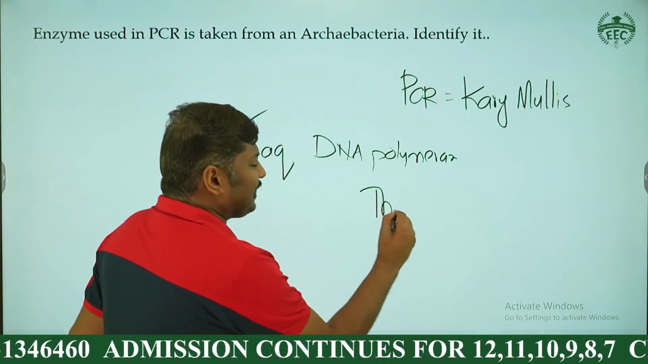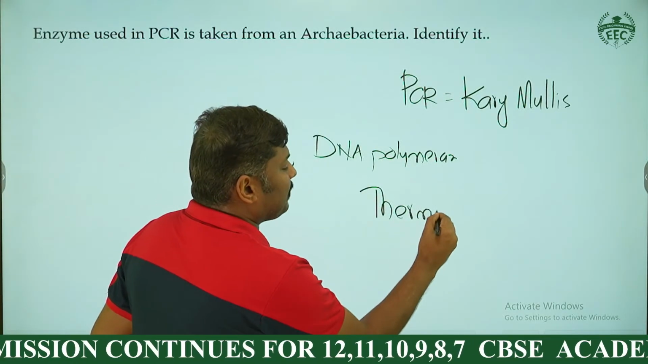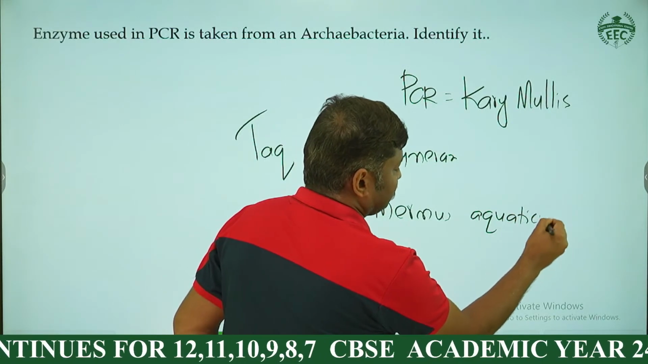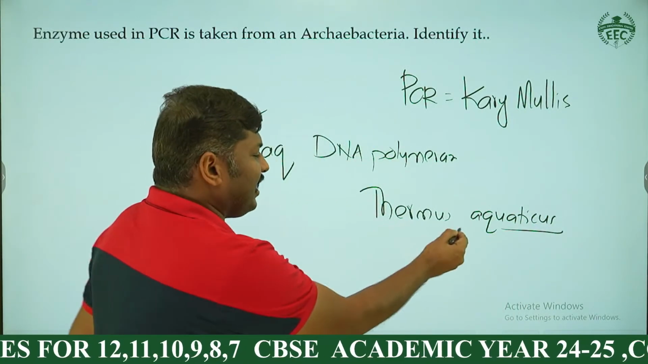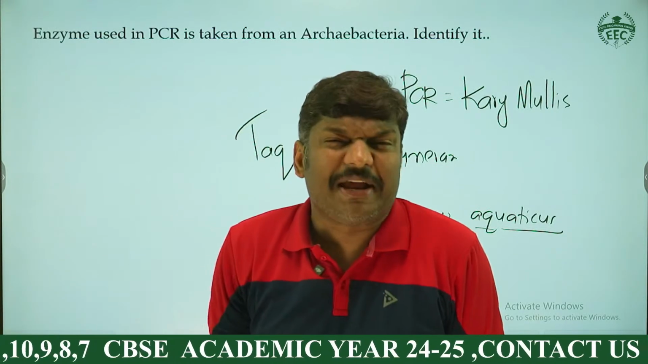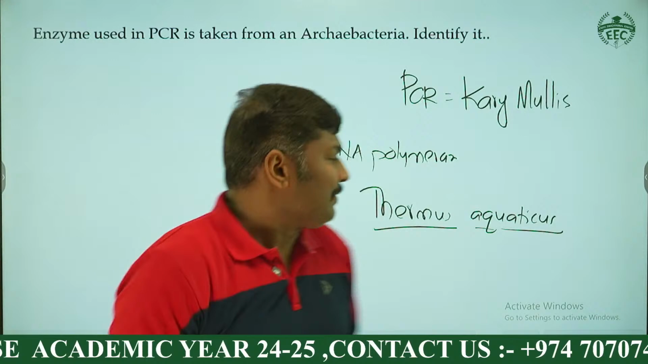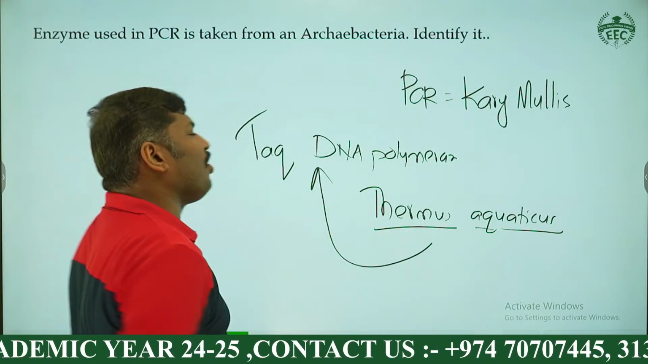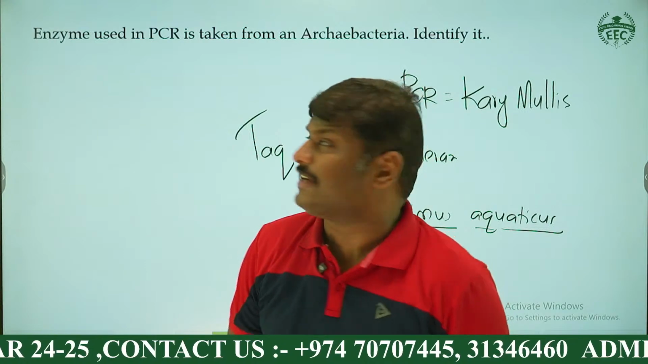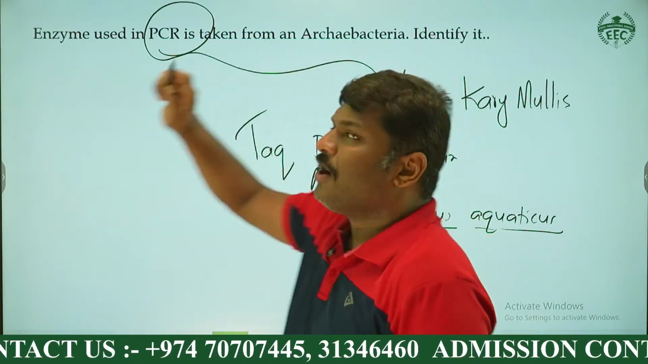What is the full form? T-A-Q: T stands for Thermus and A-Q stands for aquaticus. This is the bacterium Thermus aquaticus, which lives in high temperature conditions, that is, a thermophilic bacterium. From this bacterium we take an enzyme called Taq DNA polymerase. That Taq DNA polymerase is used in PCR. That is a question: the enzyme used in PCR is Taq DNA polymerase.